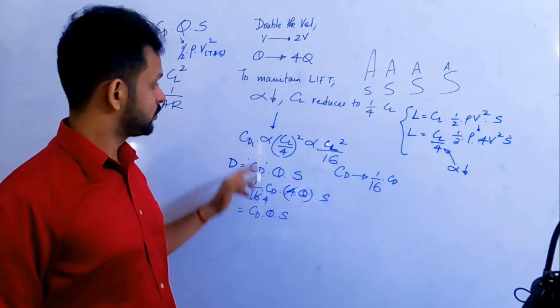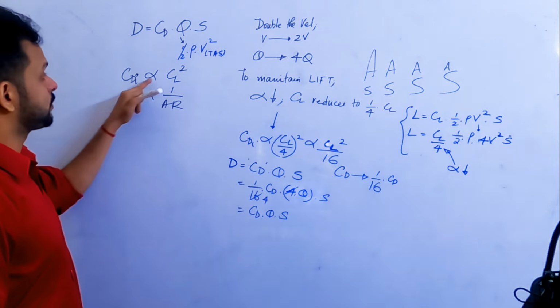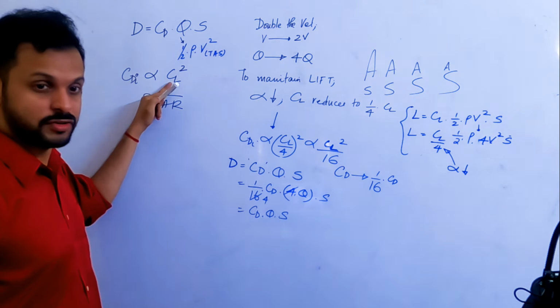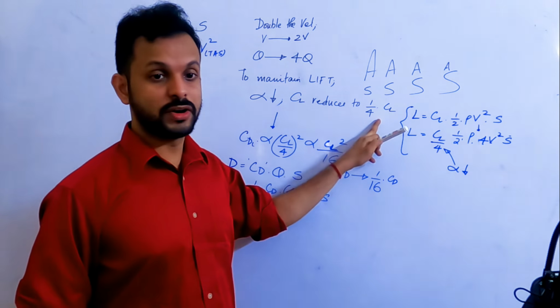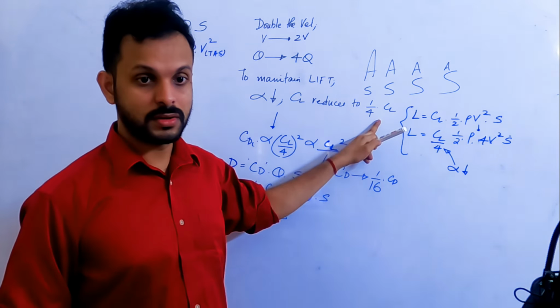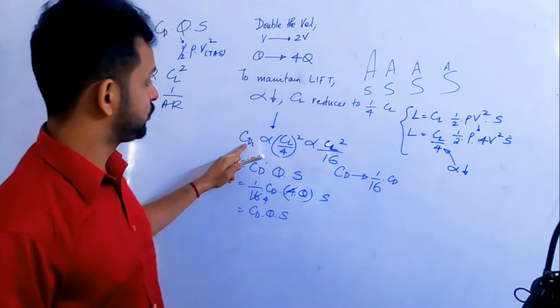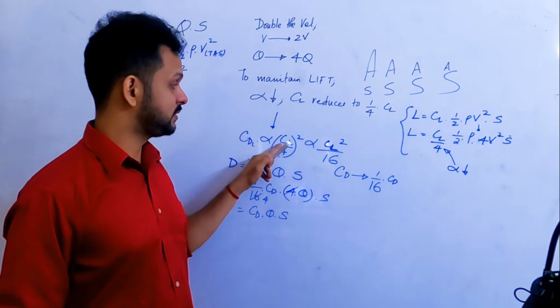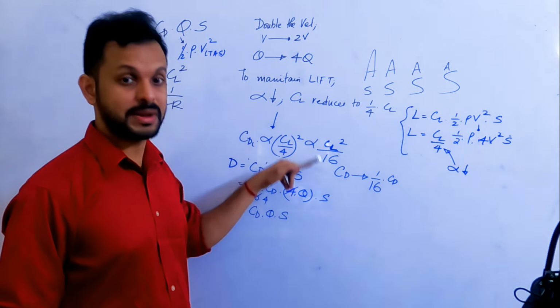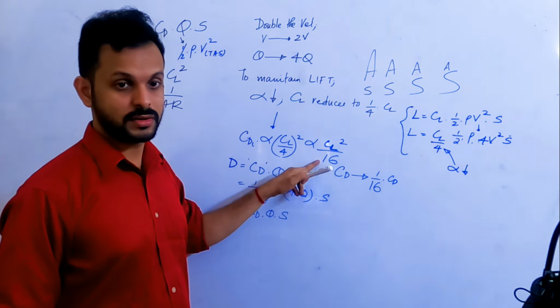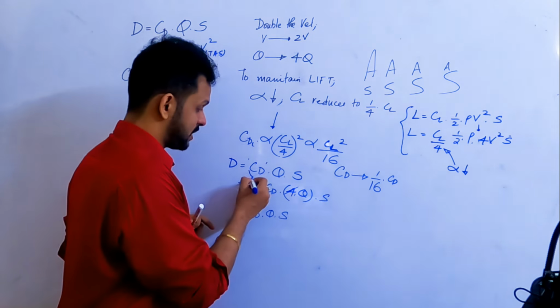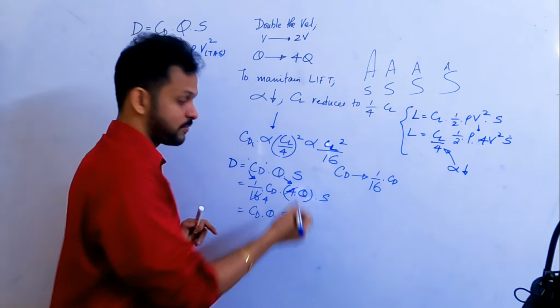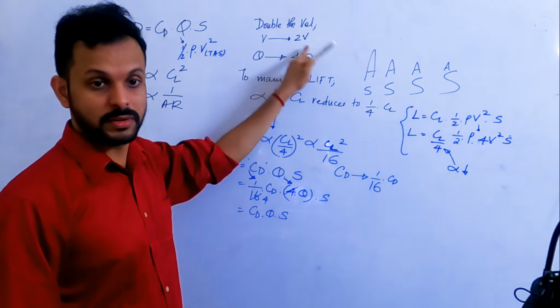Coefficient of induced drag is proportional to the square of the lift coefficient. What happened to the lift coefficient? You reduced the lift coefficient by 1 by 4 times. Therefore, what happens to induced drag? Induced drag is going to reduce by CL by 4, the whole square, which is CL by 16, so 1 by 16 times. Now CD reduced 1 by 16 times from the previous value. Q has increased by 4 times the previous value because you have doubled the velocity here.